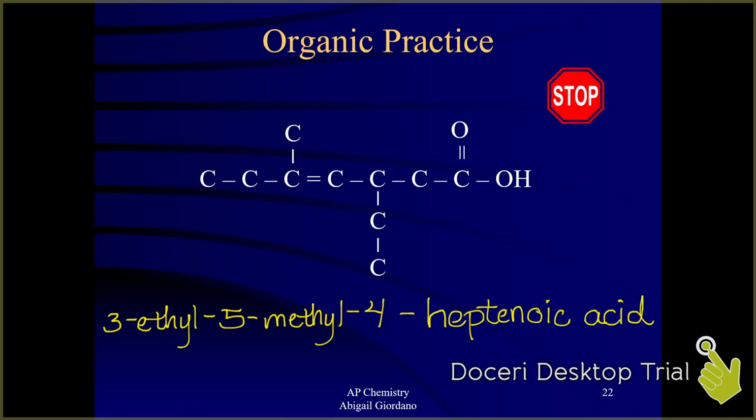Okay, so there's the answer. Let me talk it through a little bit. The first thing I noticed was that my main chain had 7 carbons, so hept. I saw a double bond, so heptene. And I saw a functional group on the end. That is a carboxylic acid, so it gets that oic acid ending, heptenoic acid.